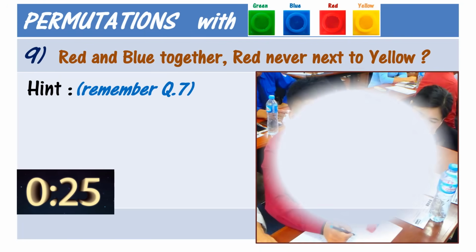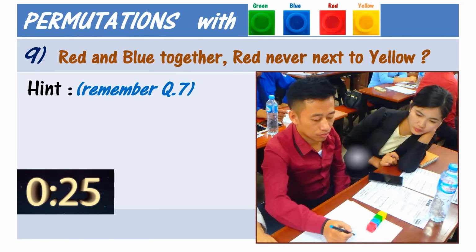Next question. Red and blue together, red never next to yellow. We do already know red and blue together. You have to work out just when red is never next to yellow.